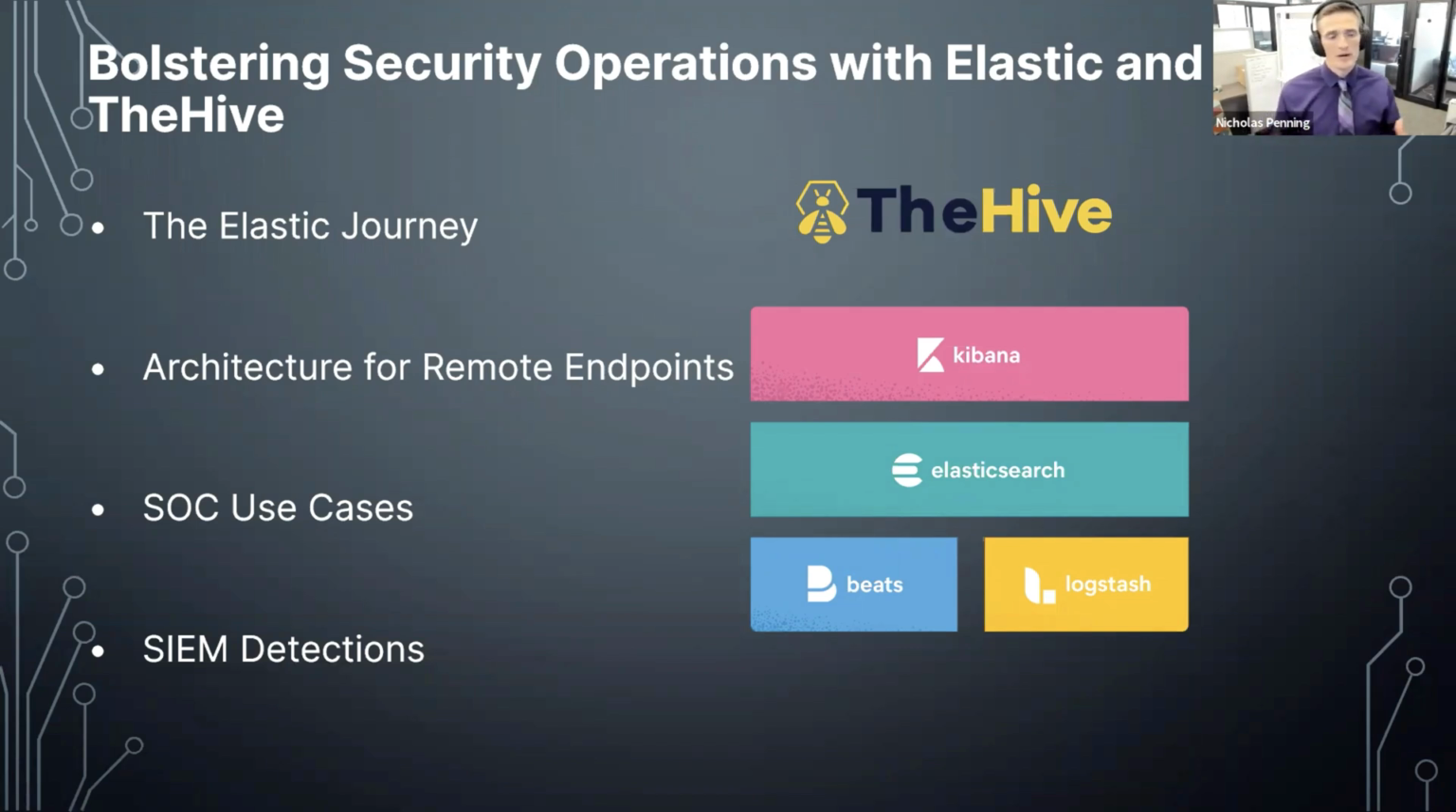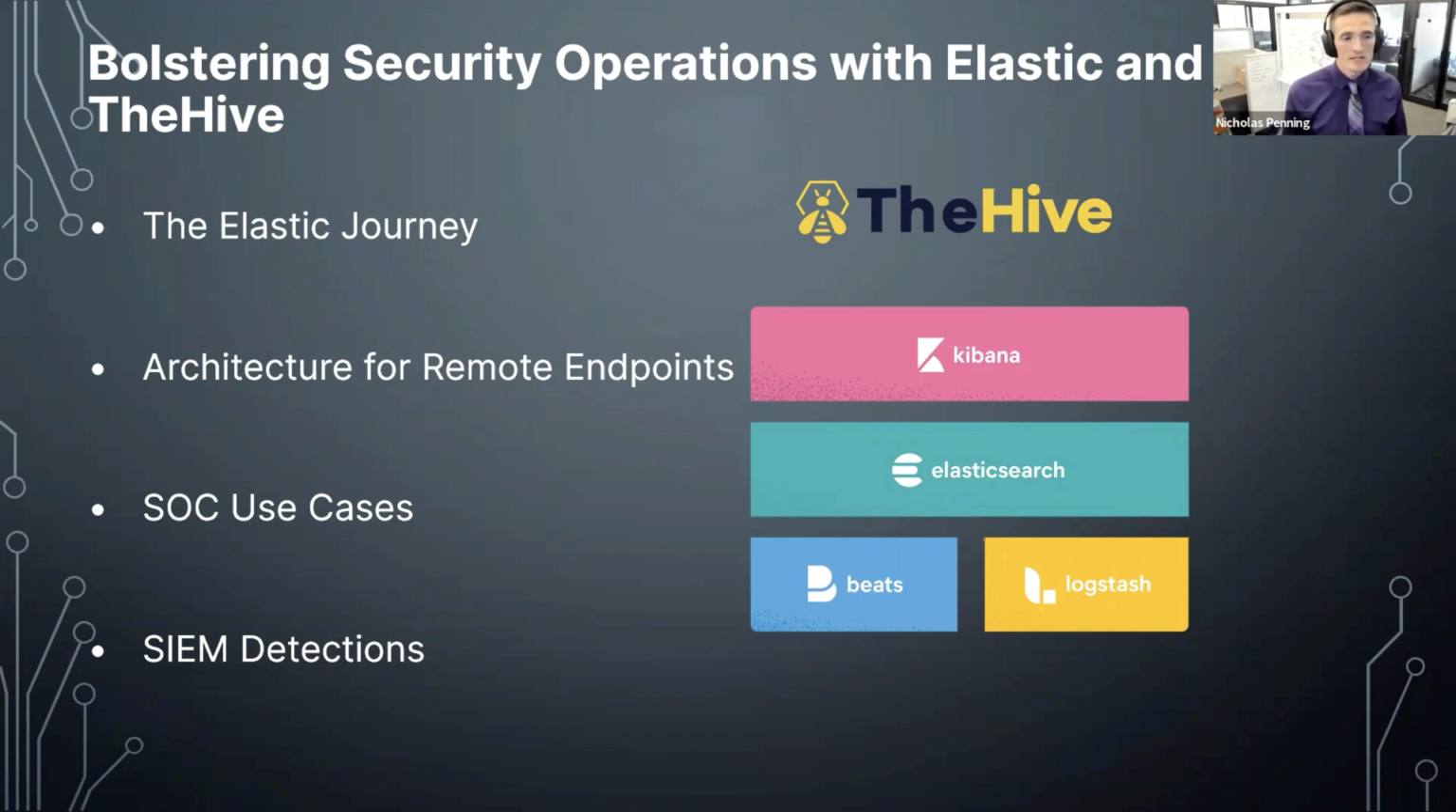I'm going to go through, at a high level, what you can do about those remote endpoints out there. I know last year was quite heavy on work from home and remote endpoints that might not be inside of your infrastructure. How do you handle those assets? How can you solve that problem with Elastic?